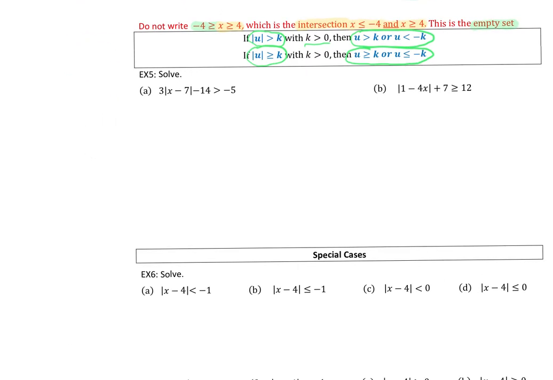We'll practice that in example 5. Part A, we have an inequality greater than negative 5. So does this fit the criteria? I don't know. I have to get the absolute value by itself.